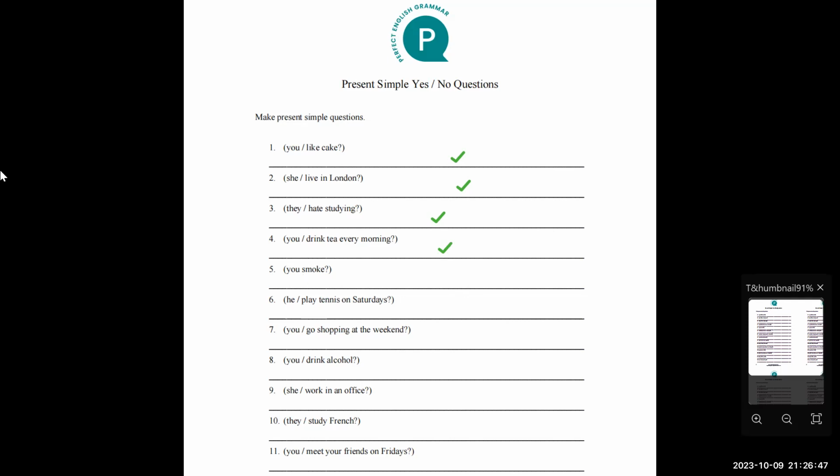Number 6. Does he play tennis on Saturdays? Okay, that's correct. Do you go shopping at the weekend? Okay. Do you go shopping at the weekend? If you want to make it a little fluent. Okay, 8. Do you drink alcohol? Okay, alcohol.